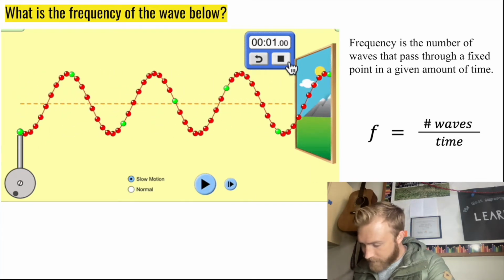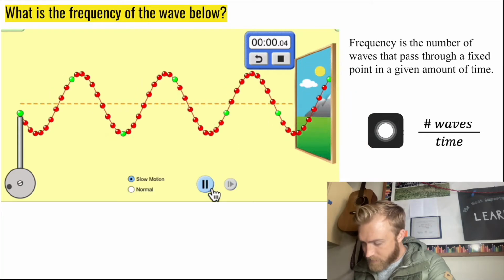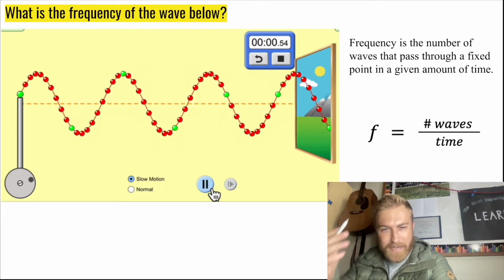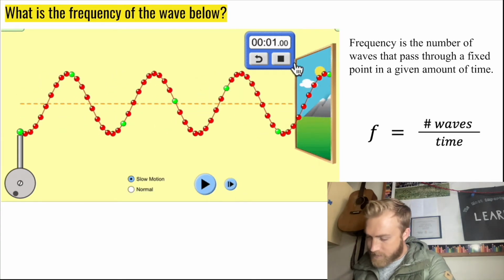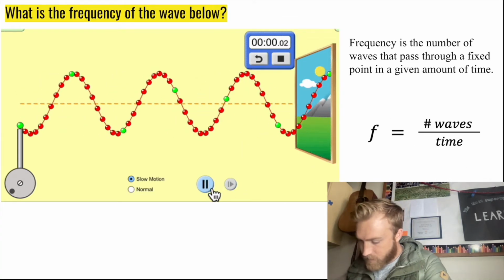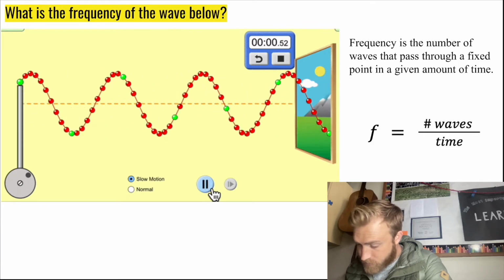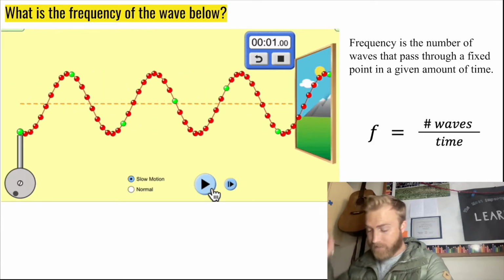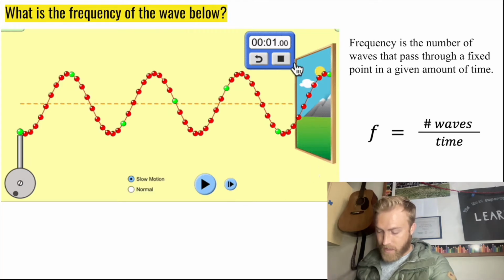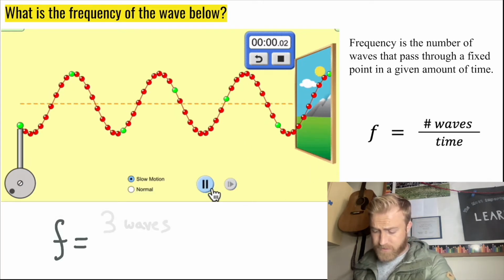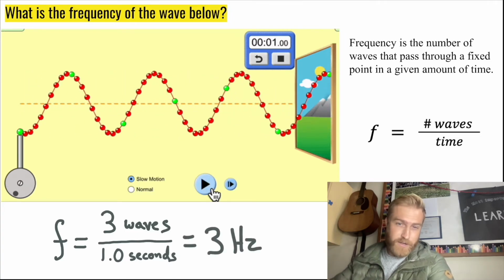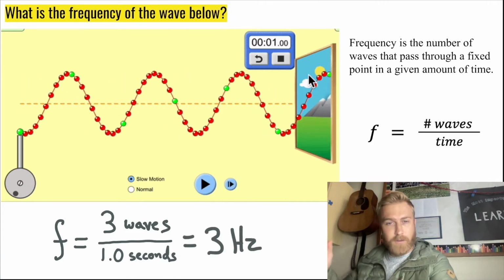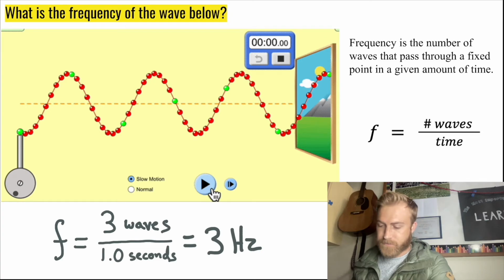I want to look at this little sun image here, and I want to count how many waves pass through that fixed point. And it looks like our time is 1 second. So 1 wave, 2 waves, 3 waves. We have 3 waves in 1 second. And that's 3 hertz. And so that's how we can look at the waveform and solve for frequency.